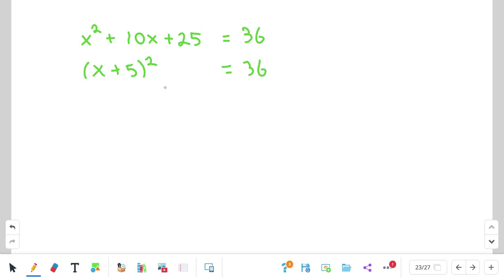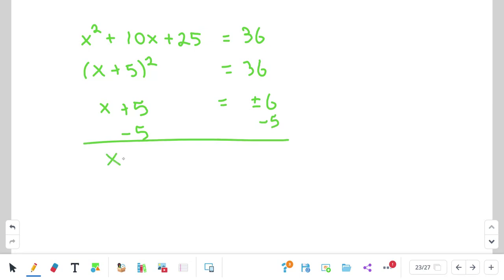But now I'm down to a kind of equation I've used before. I've done taking square roots to get solutions. So I'm going to unsquare x plus 5 squared, and I'm going to get x plus 5. So I square rooted this side. I'll square root this side and get 6. Don't forget I have plus and minus 6. And then I'll subtract 5 from each side.